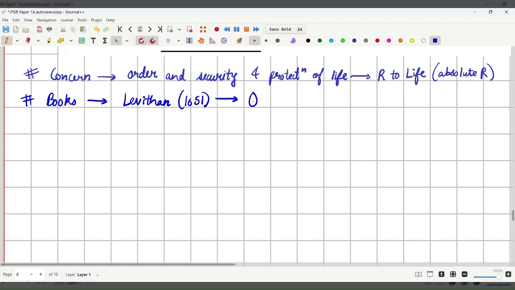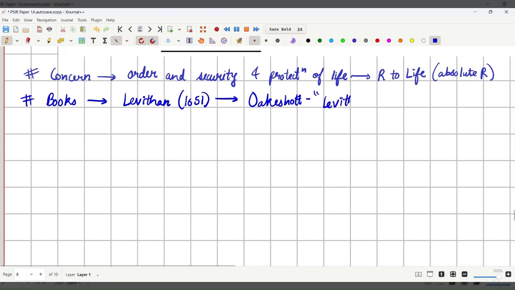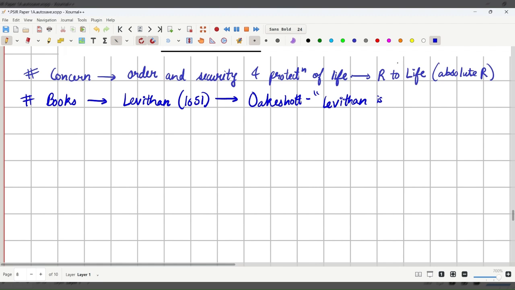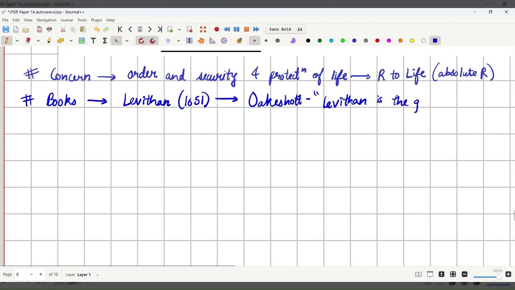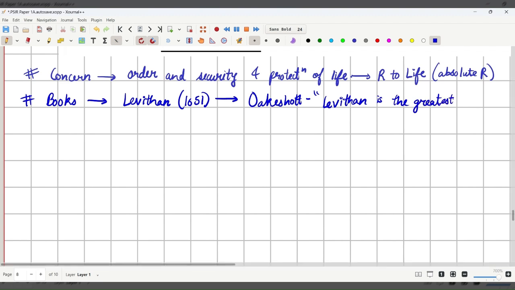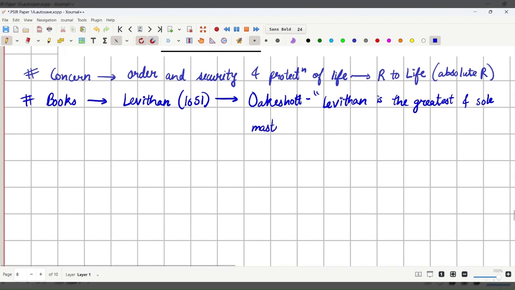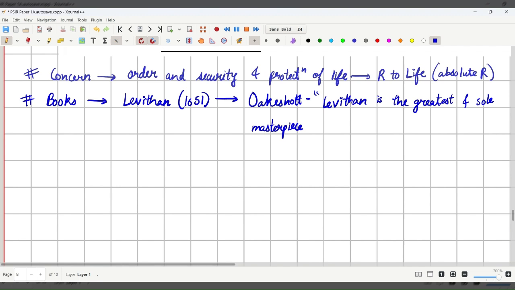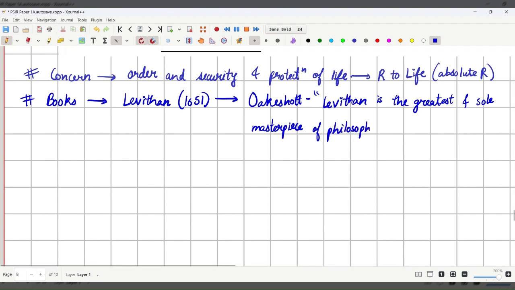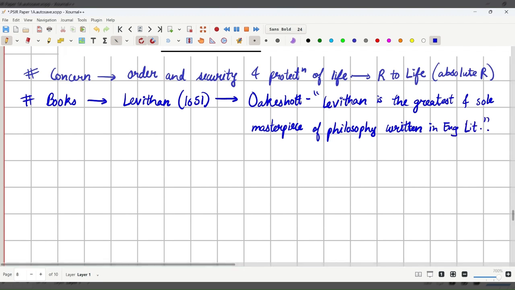So Oakeshott comments on this book that Leviathan is perhaps the greatest and sole masterpiece of philosophy written in English literature. So this is what he comments.